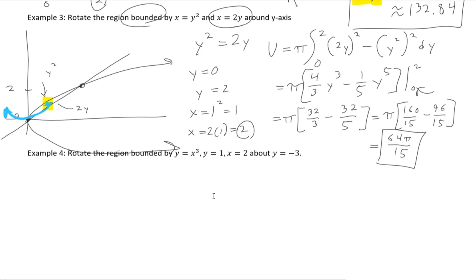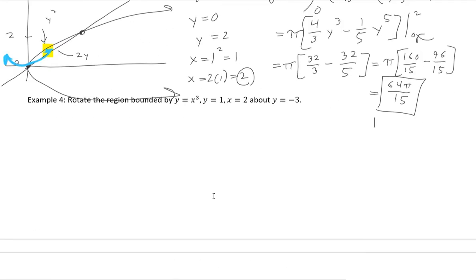Next one we have: rotate the region bounded by y equals x cubed, y equals 1, x equals 2, about y equals -3. Okay, so we have a lot of information there. Y equals x cubed, we know what that looks like, and y equals 1 and x equals 2 both define the first quadrant. Y equals x cubed, that's a cubic function, so something like that.